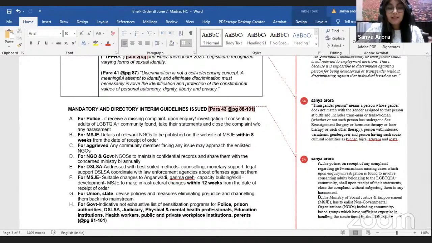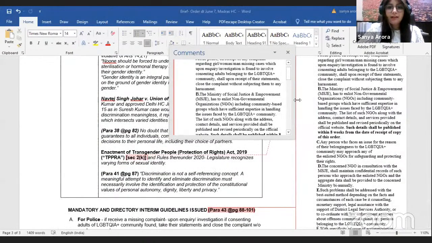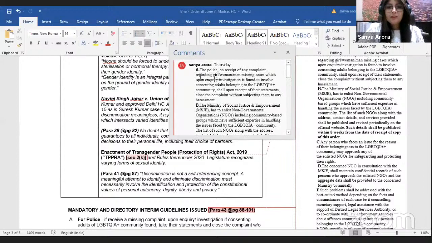So if the judge asks me, what is this guideline? I have also reproduced the guideline right over here in my comments. So here you will be able to see this para A, the first guideline on page number 88. The police, on receipt of any complaint regarding girl, woman, man missing cases, which upon inquiry investigation is found to involve consenting adults belonging to the LGBTQIA plus community, shall upon receipt of their statements close the complaint without subjecting them to any harassment. So this is verbatim the guideline.